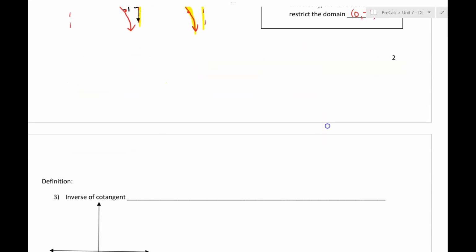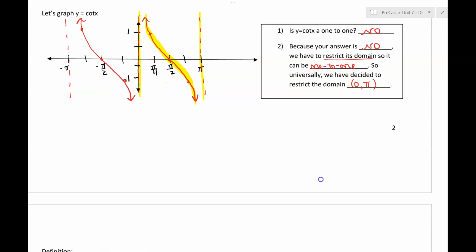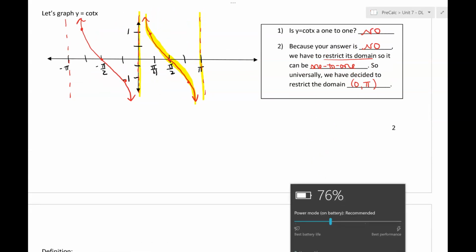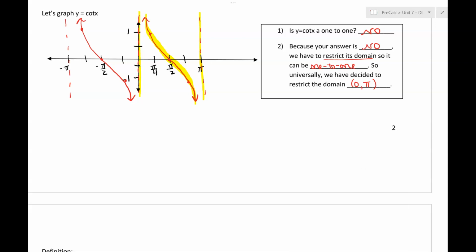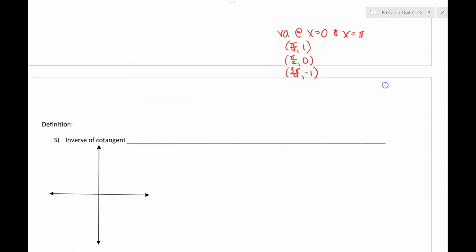And let's go ahead and write the coordinates down because it splits the paper so that we can see it. We have a vertical asymptote at x equals 0 and x equals pi. And then the coordinates that we have are pi over 4, comma 1, pi over 2, comma 0, and then 3 pi over 4, -1. Okay, the reason I'm doing that is because when I scroll, we won't be able to see it very well.